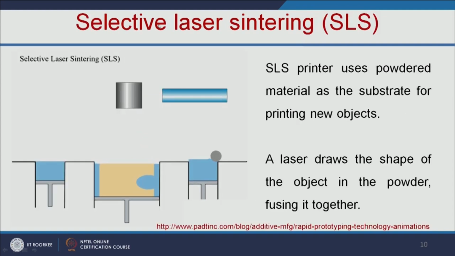So let us see what is selective laser sintering. So here the SLS printer uses powdered material as a substrate for printing new objects, and here the laser draws the shape of the object in the powder and fuses it together.